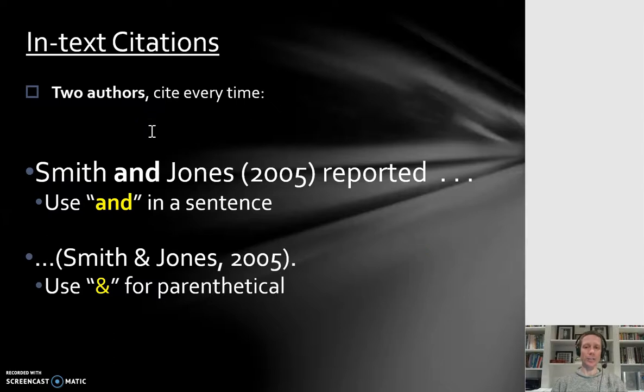In-text citations, so this is when you're discussing using a citation within the text. When you say "Smith and Jones (2005)," you use the word "and." When you are saying something that Smith and Jones said and you want to cite them at the end of the sentence, you use the and sign, the ampersand. Okay, so that's for a parenthetical citation. The other is when you're wanting to list those authors' last names within the text.